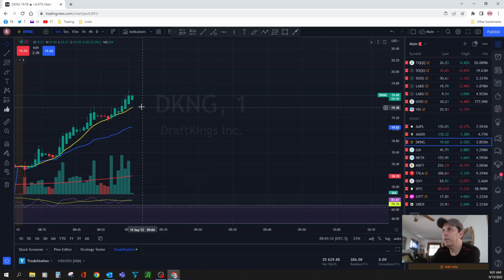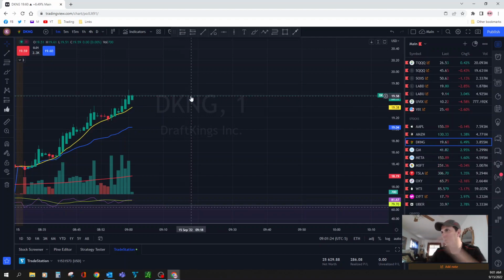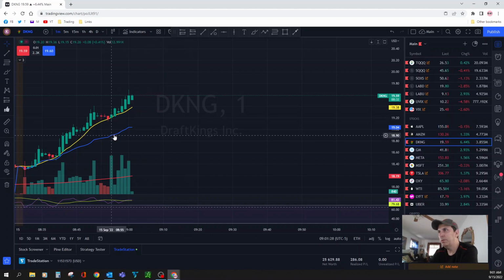So DraftKings has sort of been doing its own thing today, which is one of the reasons I've got it on my list. It's a sports betting company, big in football. So football season just started. So that's a catalyst for this particular stock to move regardless of what the market's doing.